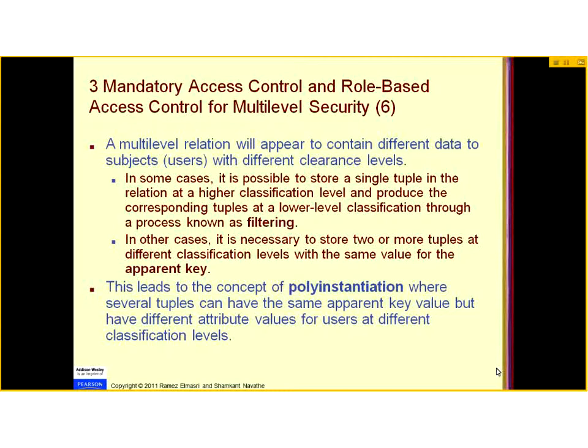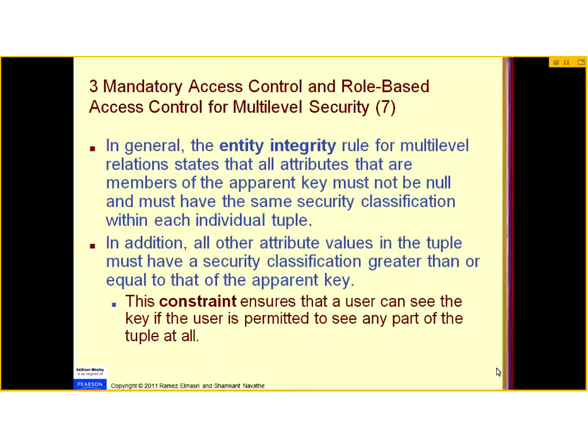And in other cases, it is necessary to store two or more tuples at different classification levels with the same value for the apparent key. This leads to the concept of poly-instantiation, where several tuples can have the same apparent key value but with different classification levels. So you can see the same values at different classification levels as well. This concept is called poly-instantiation.